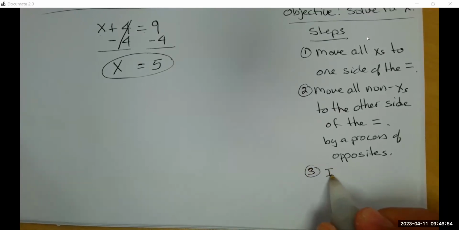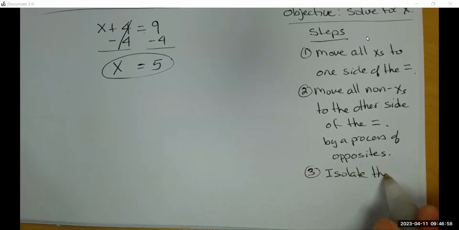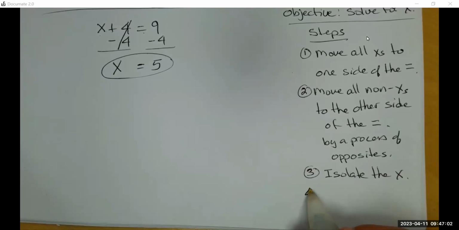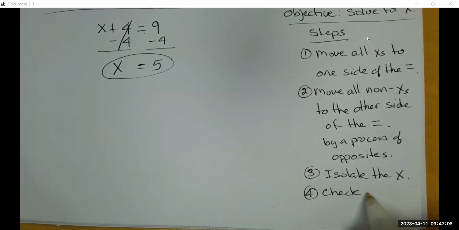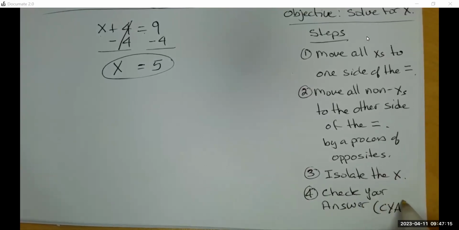Step 3 is isolate the x and then check your answer. I'll simply abbreviate it CYA.